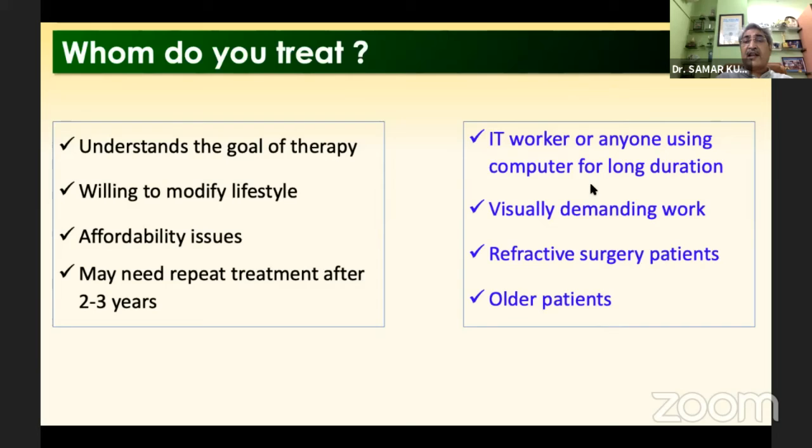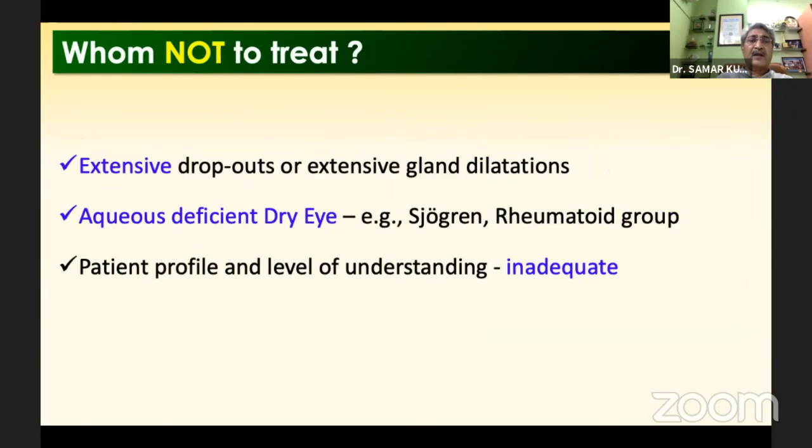So who are the actual potential candidates? IT workers. And nowadays, for the last 1.5 years, we are doing most because of the use of digital devices, 12 to 16 hours; refractive surgery patients; and some older patients who keep coming back to you again and again after a beautiful multifocal surgery or cataract surgery, and you see that nothing is there except age-related meibomian gland dysfunction, so you treat them. They will be happy. Whom not to treat? Absolutely, as in the photograph I showed, eccentric dropout with extensive gland dilatation. Probably it will not help. Also aqueous deficiency dry eye with definite Sjogren or rheumatoid group of disorders, and patients whose profile and level of understanding is inadequate.